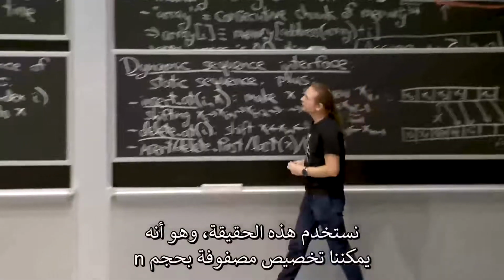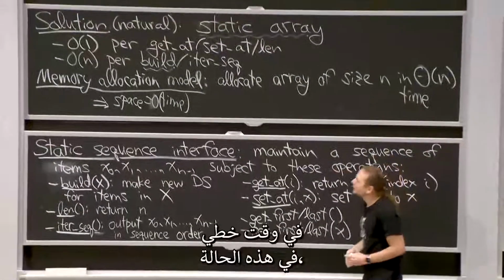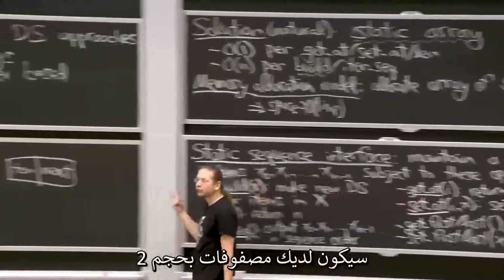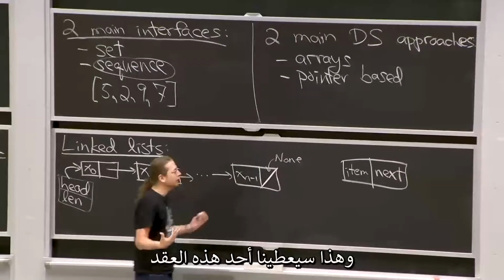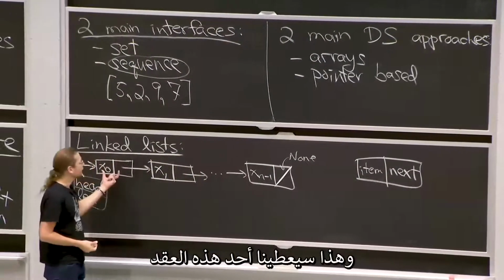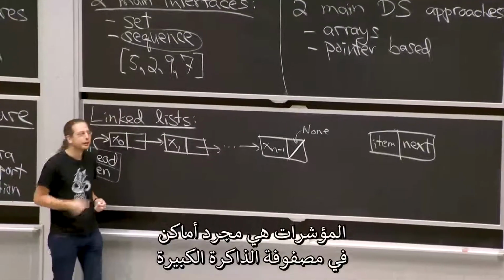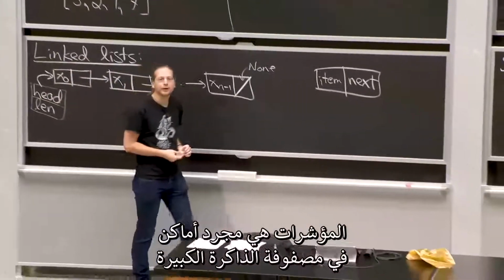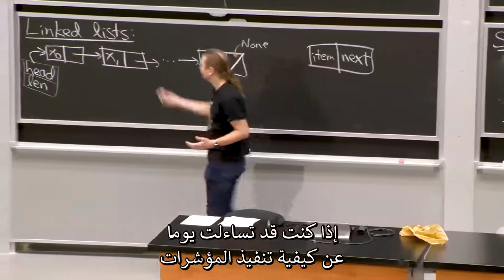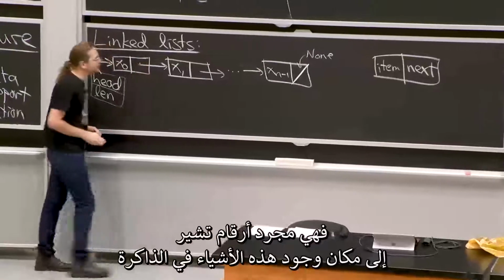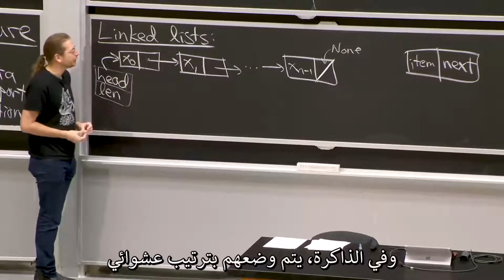We're using this fact that we can allocate an array of size n in linear time. In this case, we're going to have arrays of size 2. We can just say, oh, please give me a new array of size 2. And that will make us one of these nodes. And then we're storing pointers. Pointers are just indices into the giant memory array. They're just, what is the address of this little array? Okay, if you've ever wondered how pointers are implemented, they're just numbers that say where in memory is this thing over here. And in memory, they're in arbitrary order.